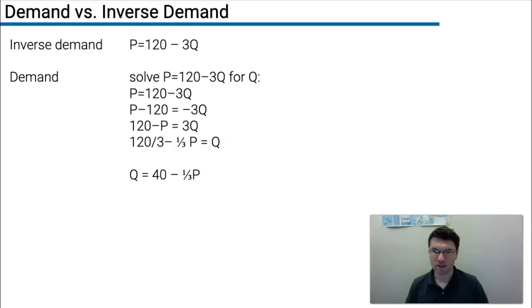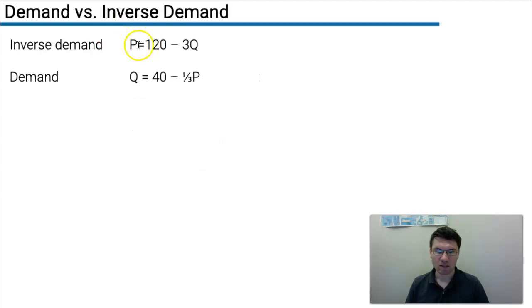So let's put them side by side now. We have the inverse demand, price equals 120 minus 3q. We have the demand, quantity equals 40 minus 1/3 the price. These two equations represent one and the same relationship, and the only difference is the first equation expresses price in terms of quantity, and this is kind of the inverse way of thinking about the demand function. Whereas the second equation expresses quantity in terms of the price, which is kind of the standard way of thinking about the demand.